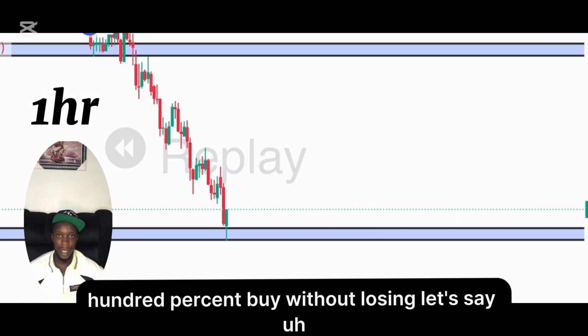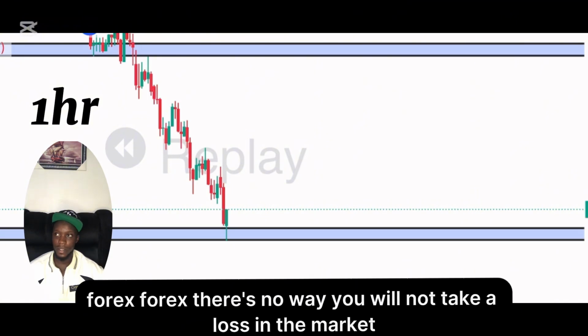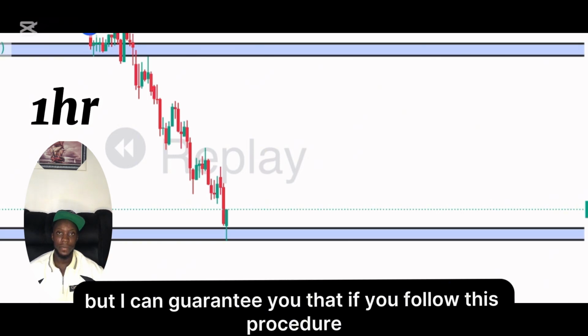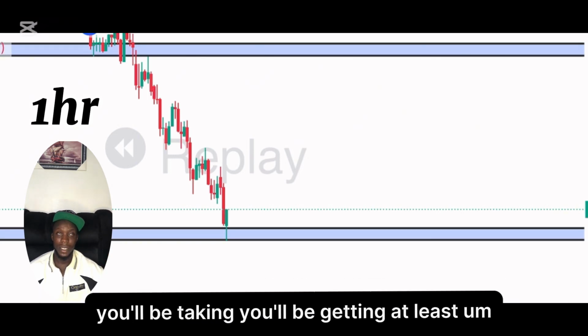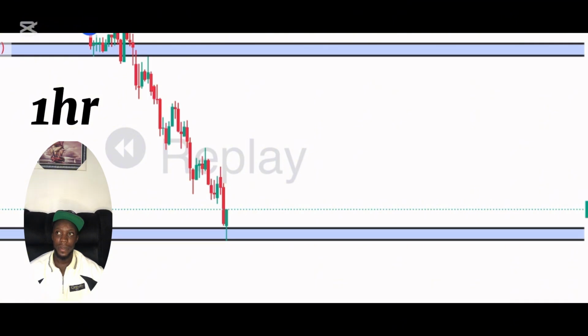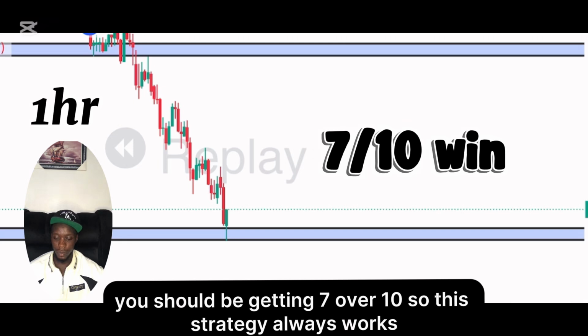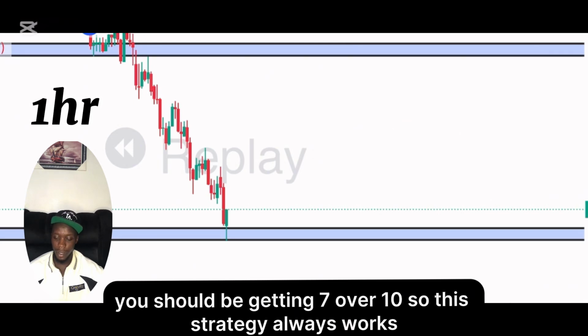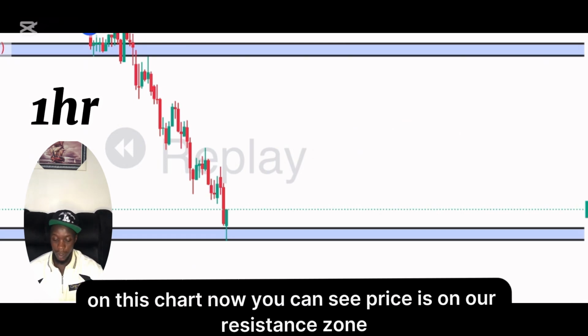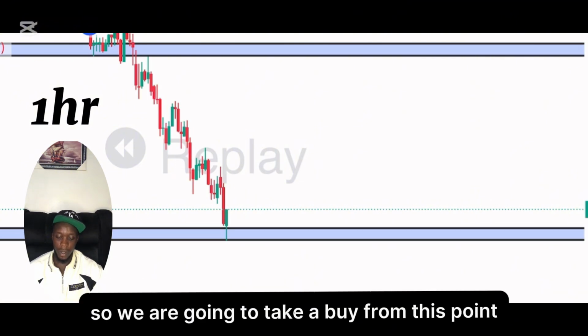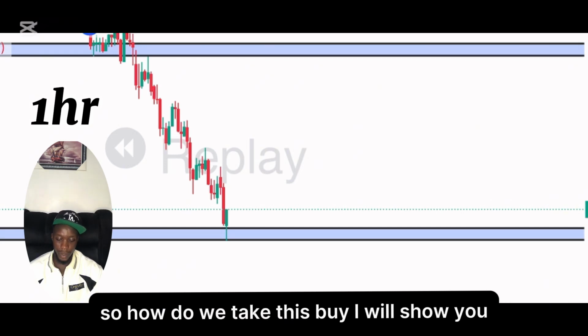100% buy without losing. Let's say forex, there's no way you would not take a loss in the market, but I can guarantee you that if you follow this procedure, in your evaluation you should be getting 7 over 10. So this strategy always works. I'll be showing you how to take a buy on this chart. Now you can see price is on our resistance zone, so we're going to take a buy from this point. How do we take this buy? I will show you.